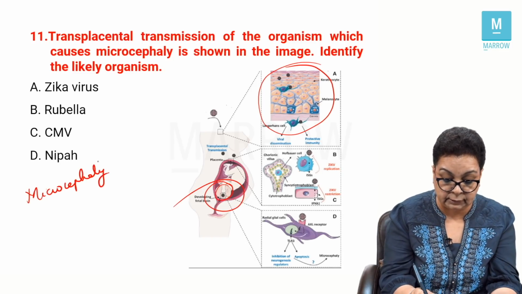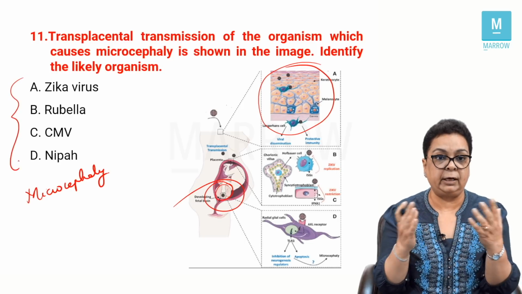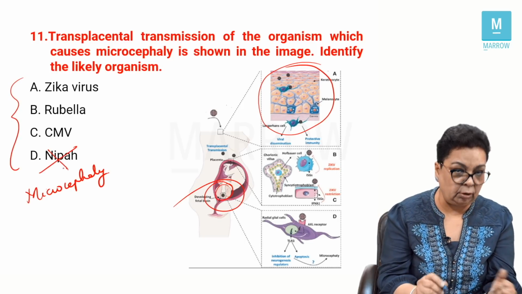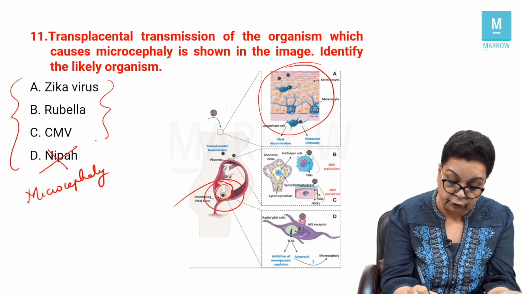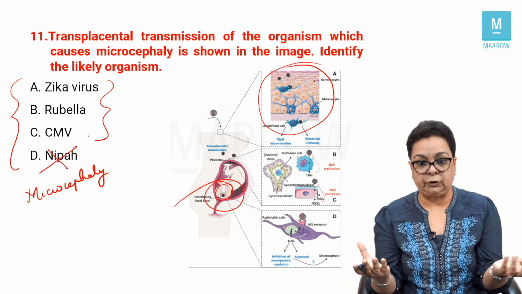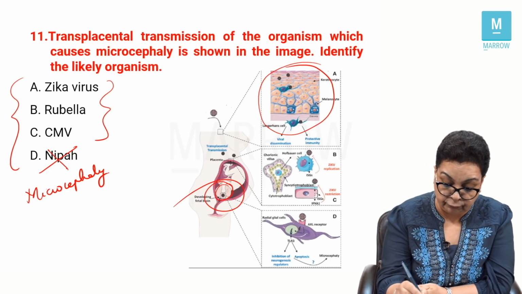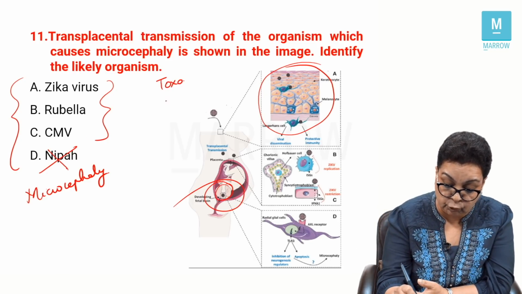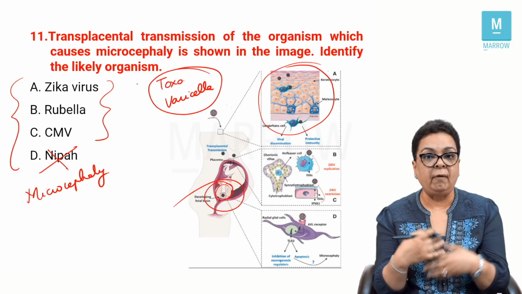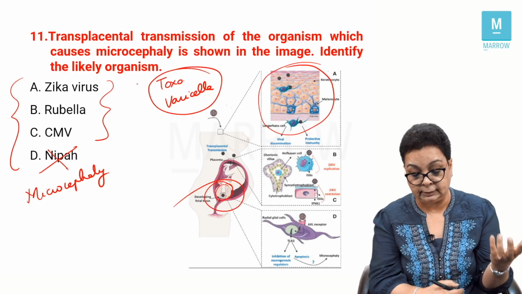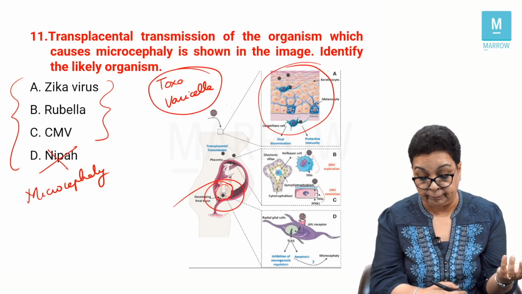If you read the answers, all of them are viruses. Nipah virus is not a cause of microcephaly. So the confusion here is that all these are causes of microcephaly, apart from other causes: toxoplasmosis, varicella. These are the 5 important causes of microcephaly: toxo, varicella, Zika, rubella, and CMV.